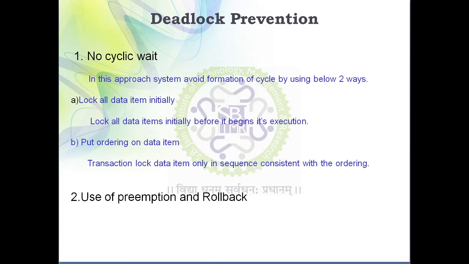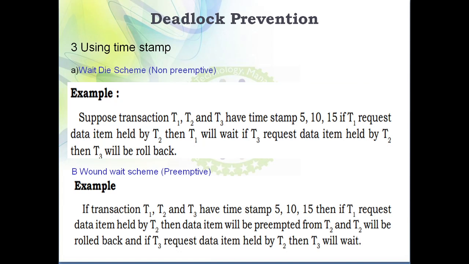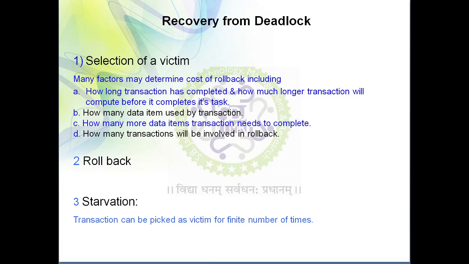So there are three major strategies. One is no cyclic wait, second is the use of preemption and rollback, and third is using timestamps. Now the next topic is recovery from the deadlock. How to recover from the deadlock? So again we have been provided with some mechanisms to recover from the deadlock.